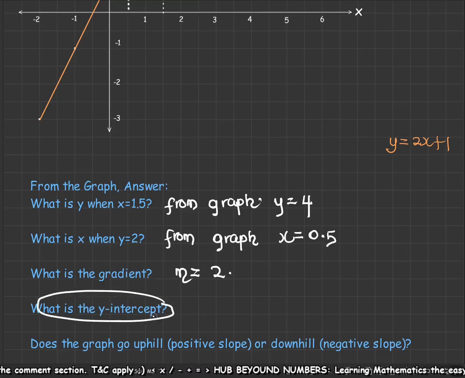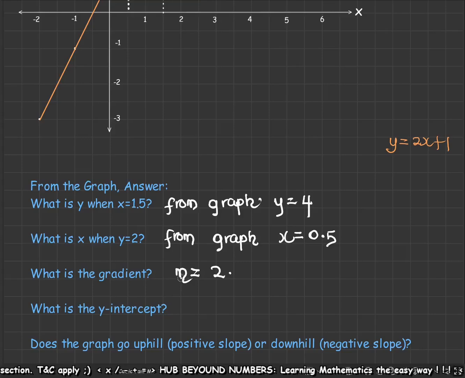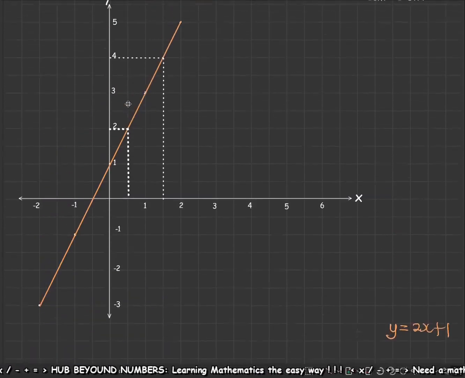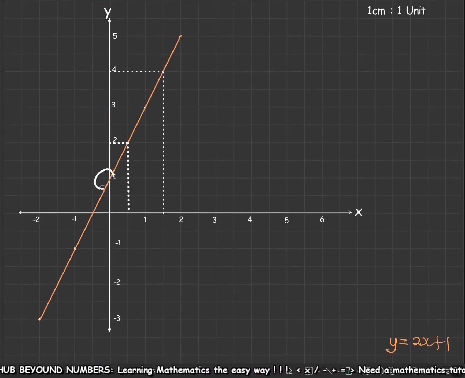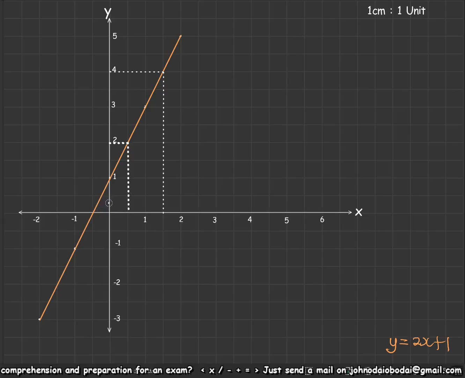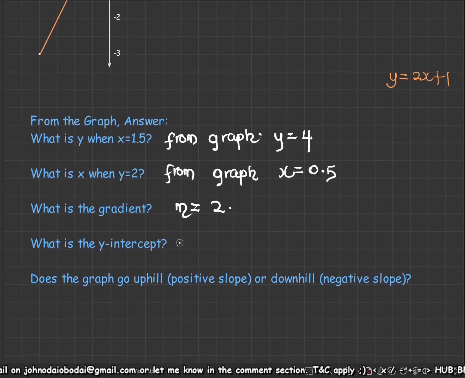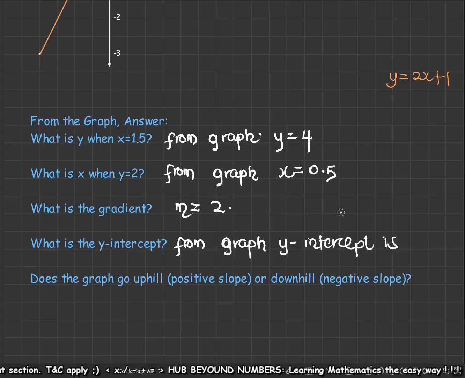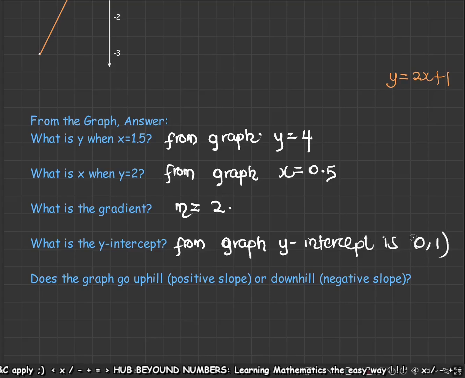Then this question also says, what is the y-intercept? The y-intercept is the point where the line we have drawn cuts the y-axis. So you would realize that it cuts our y-axis at this point. Then you ask yourself, what is the coordinate of this point? On this point, x is actually 0 and y is 1. So from graph, the y-intercept is its coordinate, 0, 1.